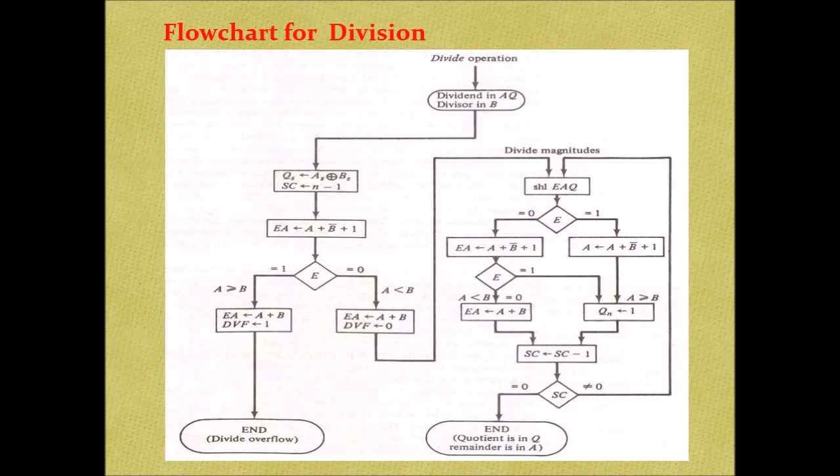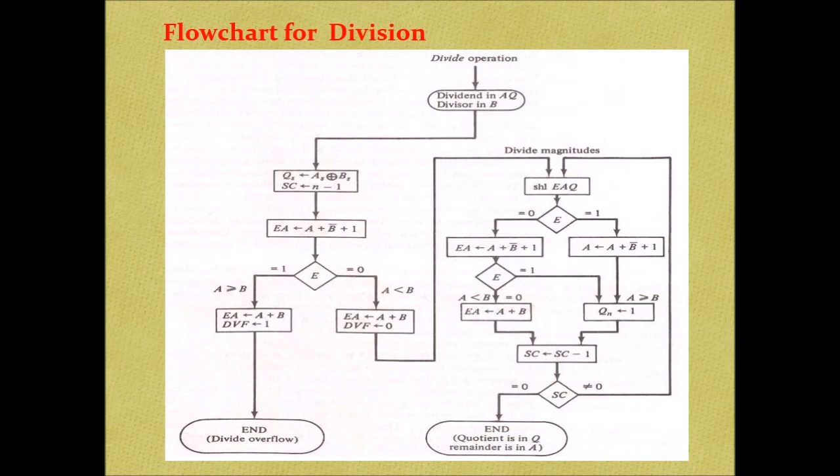So in the next step, we perform the subtraction operation. This is the 2's complement addition. So that means it is subtraction of A minus B, and the result is stored in the EA. So now we check the value of E. If the value of E is equal to 1, that means what? The A is greater than that of B. A contains what? A contains the higher bit portions of the dividend. So if E is equal to 1, that means A is greater than B. In this case, I will perform A plus B, and the result is stored in EA.